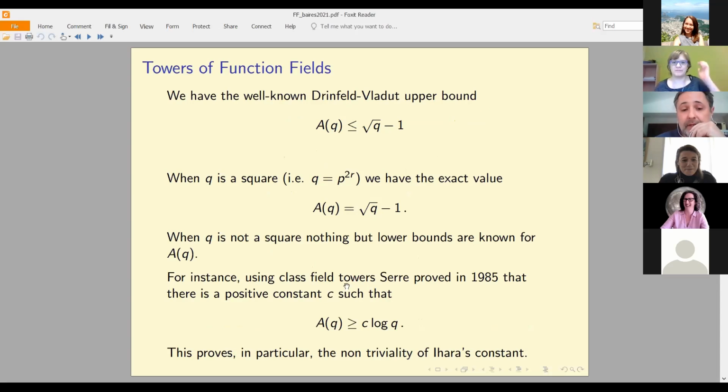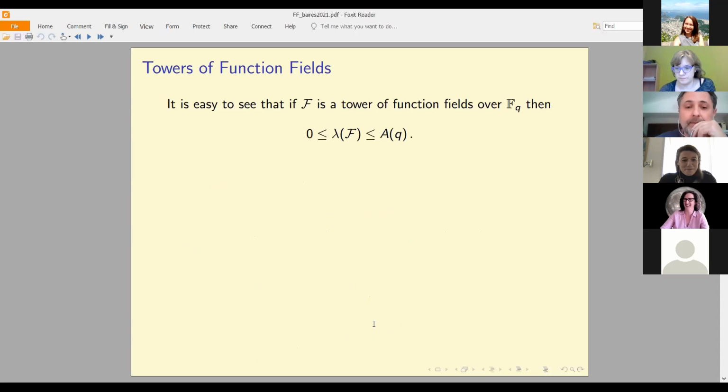Serre, using class field towers, proved that this quantity is not trivial. It's always positive, but using class field towers, you take the Hilbert class field of this field and go up, you get a tower, and you can bound the constant A(q) below by this other constant. So this is the non-triviality of the Ihara constant.